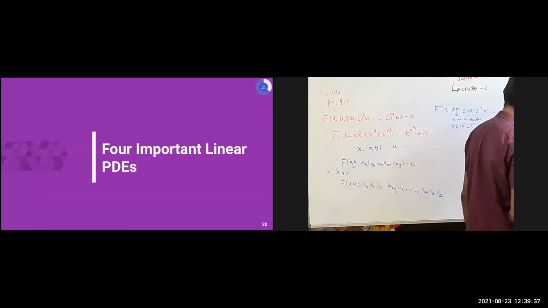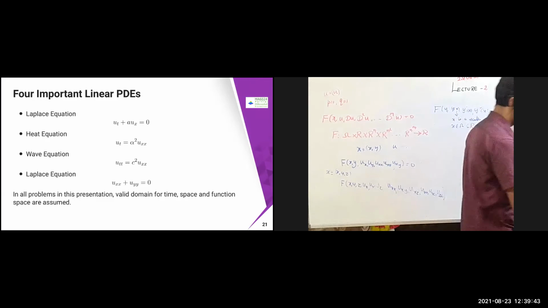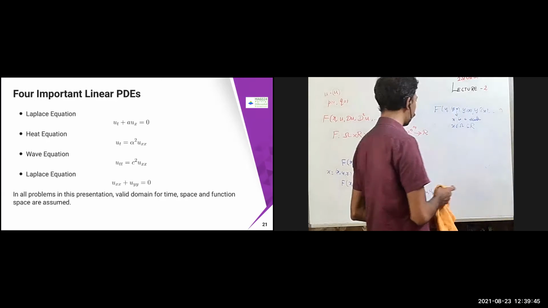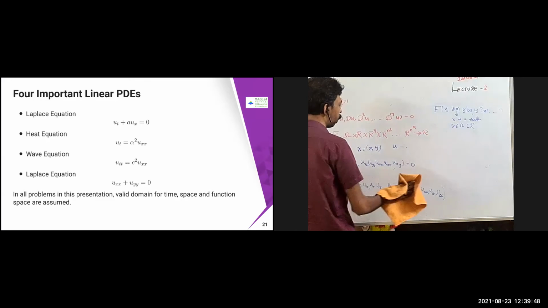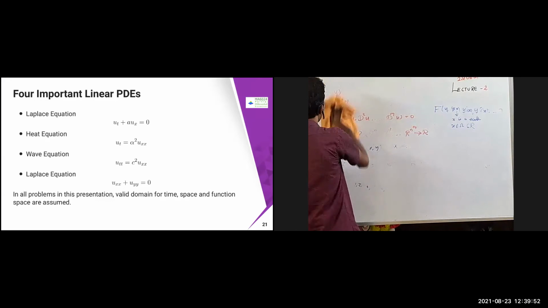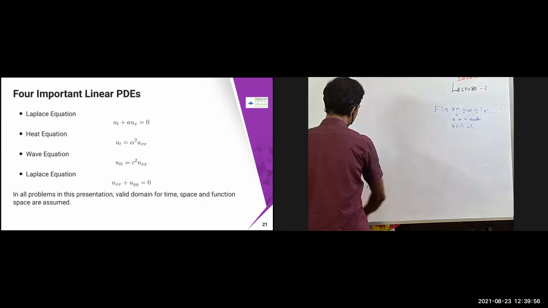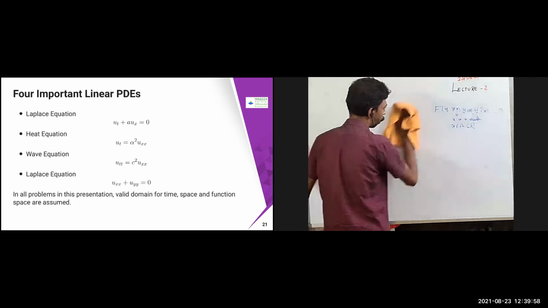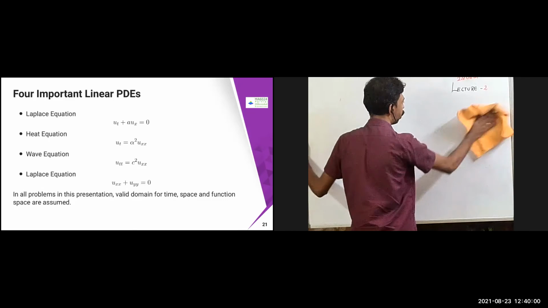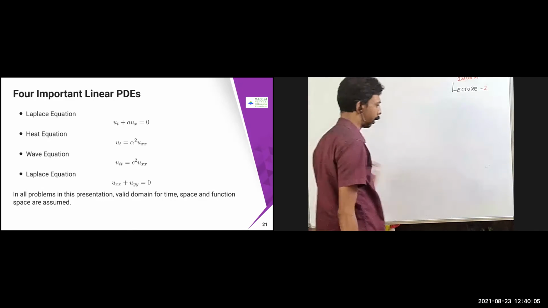Now let us come to the important linear PDEs. Four important linear PDEs. Mostly in this entire course, you will be solving these types of problems, these four problems. And how we are going to solve them with different techniques will be the major part of this lecture. Additionally, we'll solve some linear and non-linear problems also, with some other techniques.